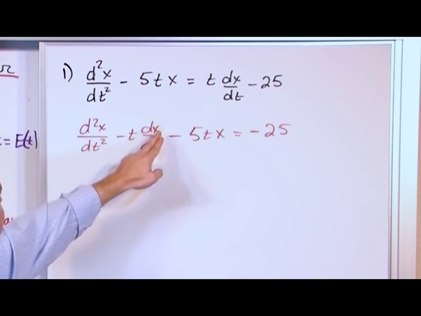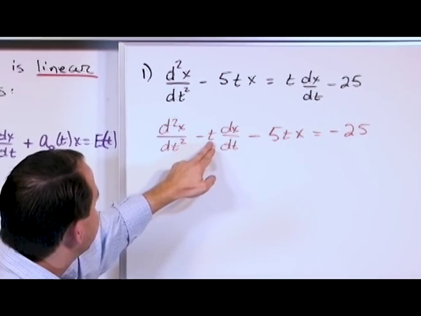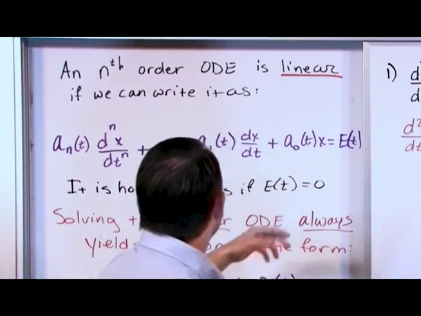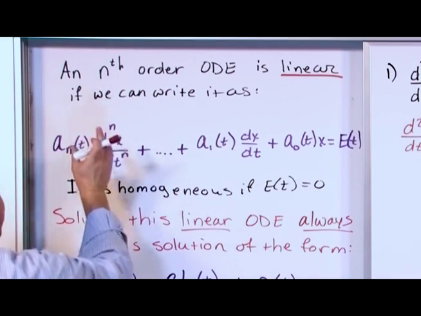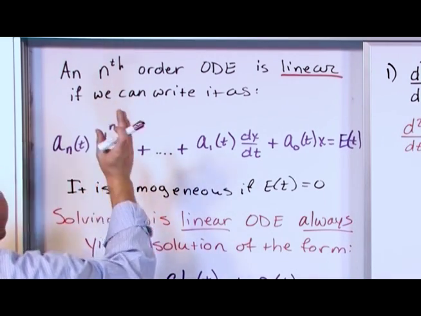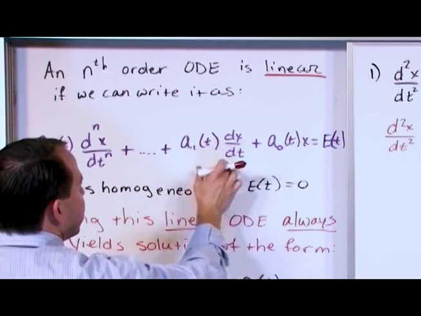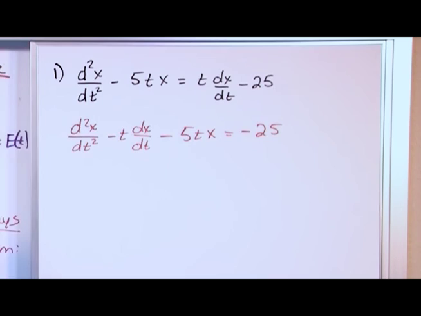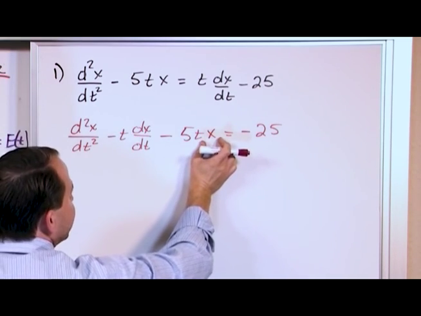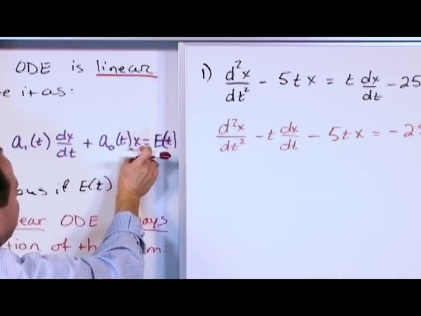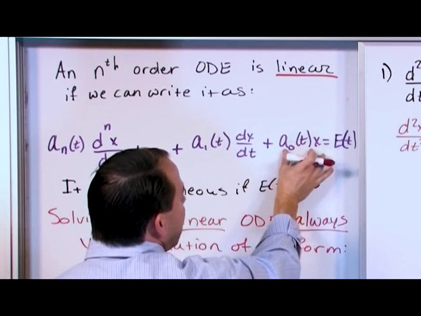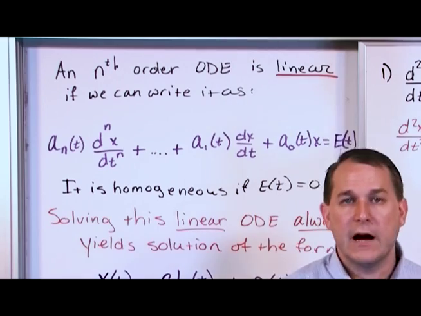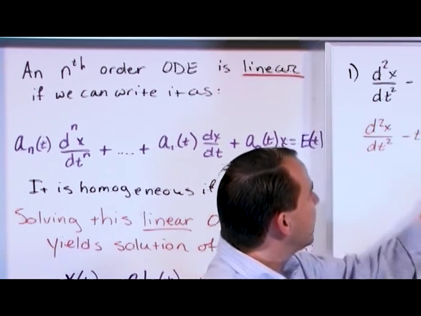The next term, I have dx/dt, and I have a function of time, a function of my independent variable right in front, which follows in line with how it would go. You know, second derivative, first derivative, and so on. Here's the first derivative. Here's my function of time. So it totally matches up there. The next term has a plain x by itself, which is what we have here. You're allowed to have a function of time in front of this x. Well, 5t is a function of time. So I have satisfied everything on the left-hand side.